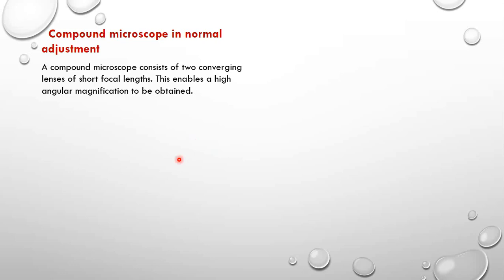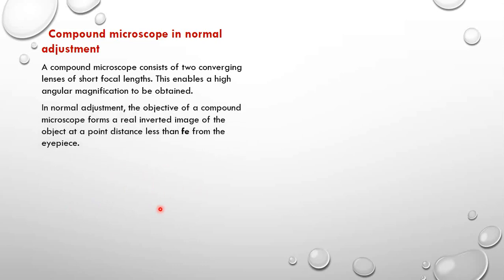In normal use, the objective of a compound microscope forms a real inverted image of the object at a distance less than Fe from the eyepiece, where Fe is the focal length of the eyepiece. And that image, which we call the intermediate image, acts as a real object for the eyepiece, which thus forms a final virtual magnified image.